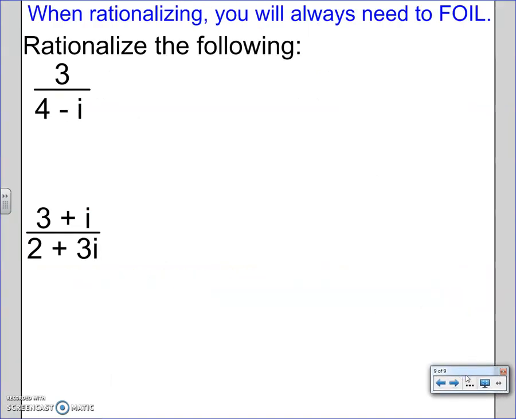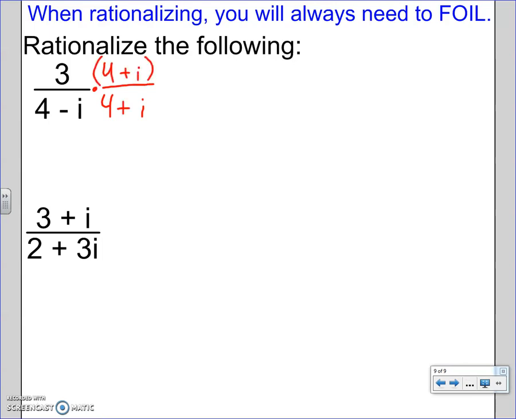So again, you have to FOIL. So this first one, I have i on the bottom, and also the calculator cannot do this. The calculator cannot do division. I'm going to multiply by the conjugate. The conjugate will be the bottom, but with the sign changed. So instead of 4 minus i, it'll be 4 plus i on top and bottom.